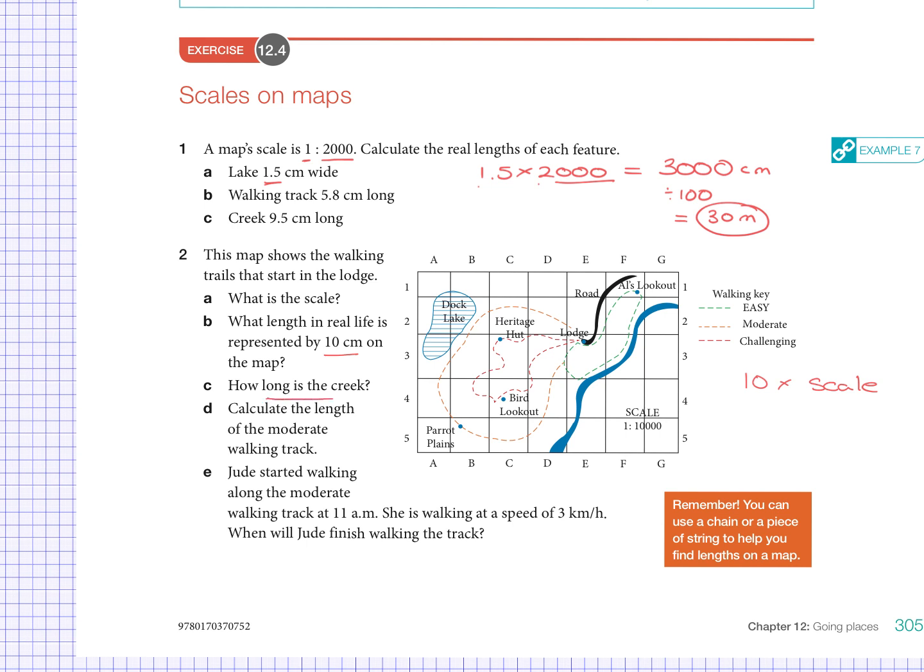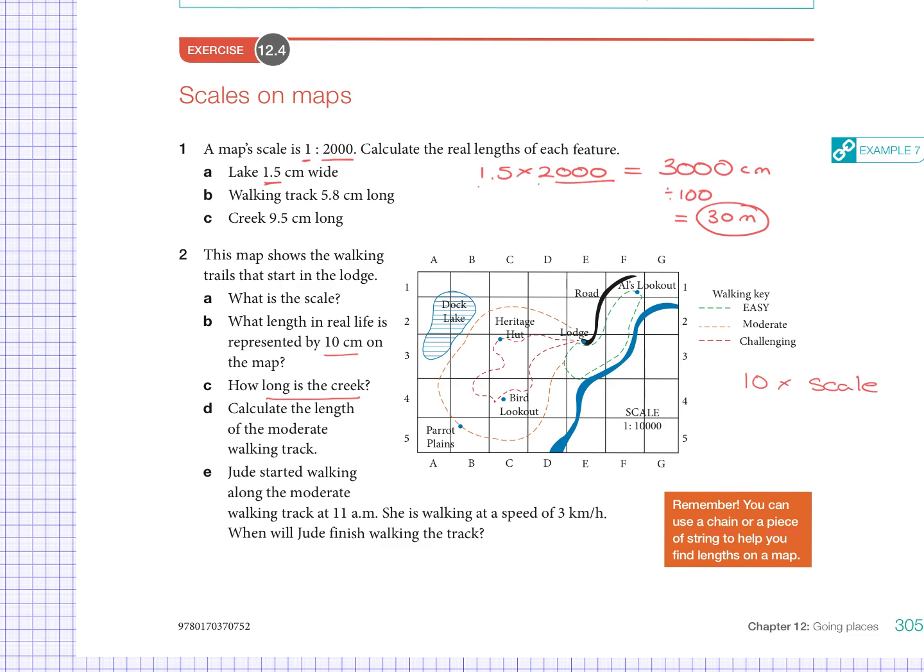How long is the creek? So we'd have to estimate, or we could use a chain or a piece of string to do this, as it says down here. All right, so the creek is probably this blue line here. We can estimate the length of that by looking at, let's see, it could be 1 centimeter, 2 centimeters, 3 centimeters, 4 centimeters, 5 centimeters. So a good estimate would be 5 centimeters.